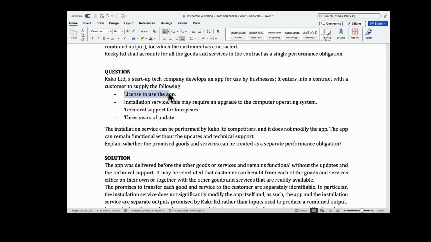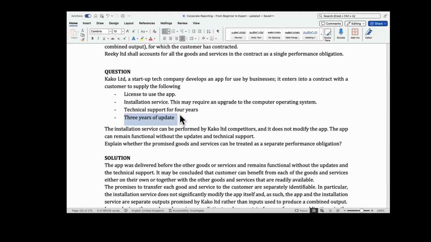The customer can benefit from it on his own or together with other goods that are readily available to the customer. So when the customer gets the license, he can go to another person for installation. The technical support and updates, the app doesn't even need them. The app is functional without them. But if the customer wants technical support, why not? If they want updates, why not? But they don't affect the function of the app, so each of them has a distinct function.